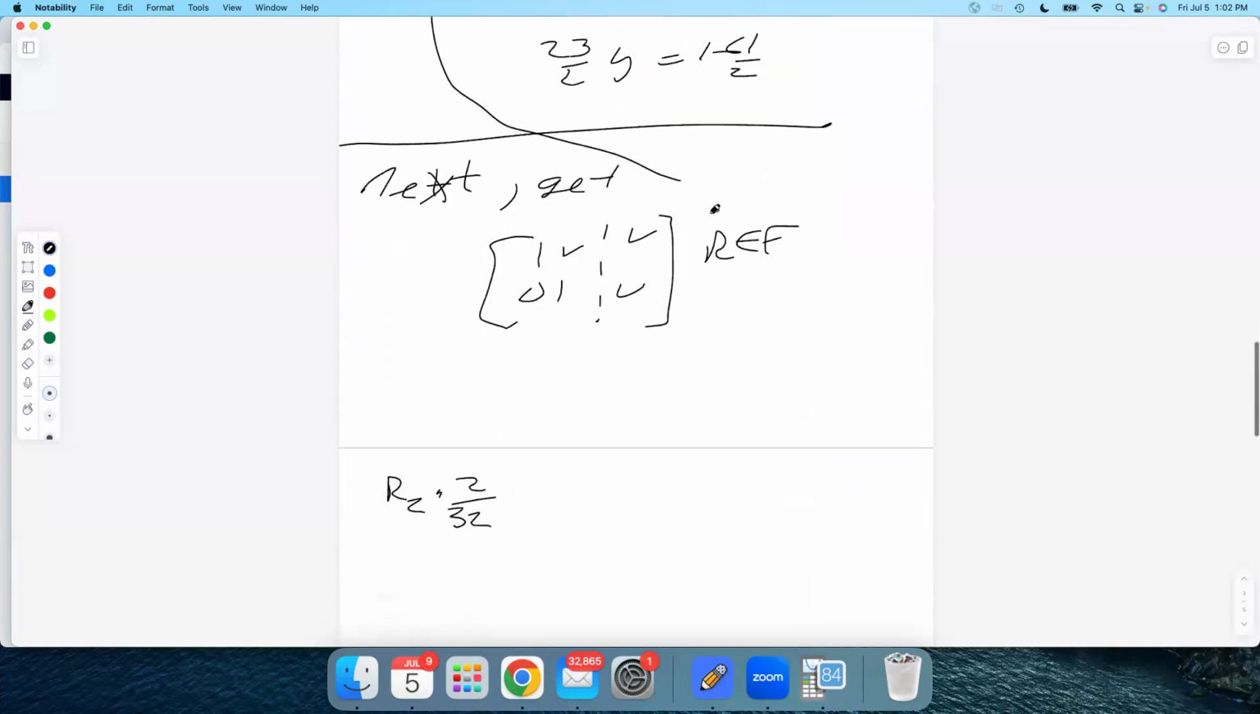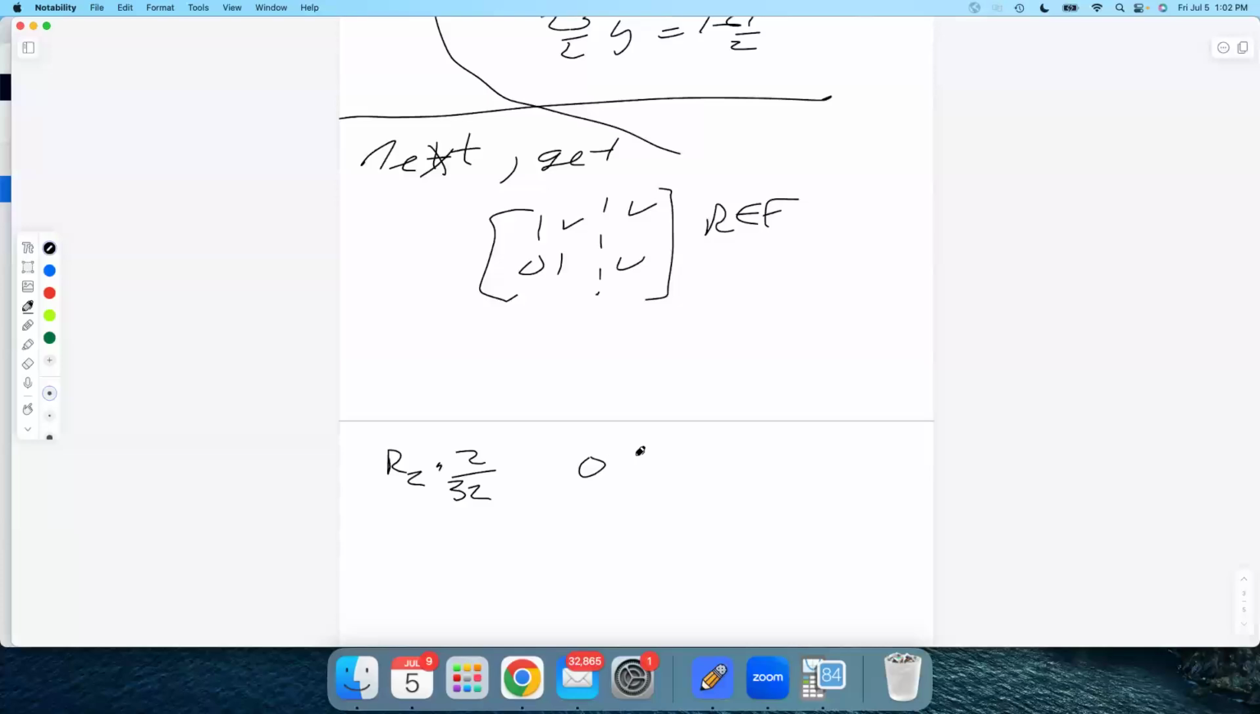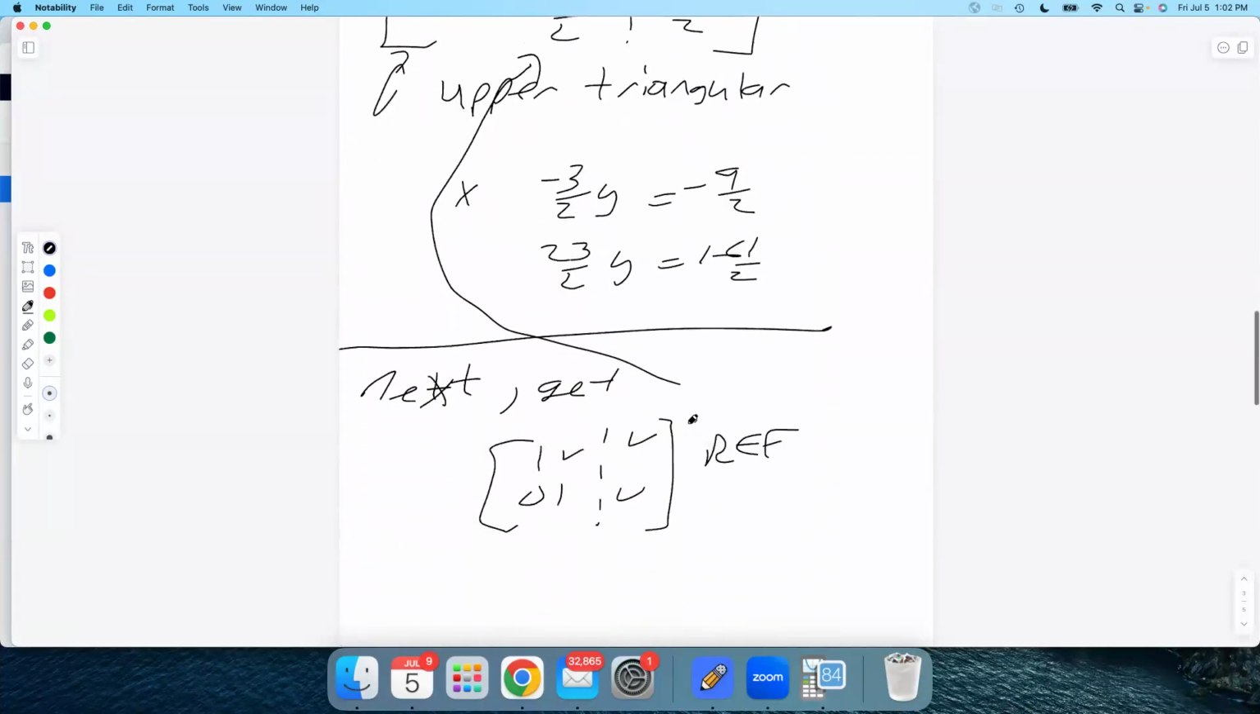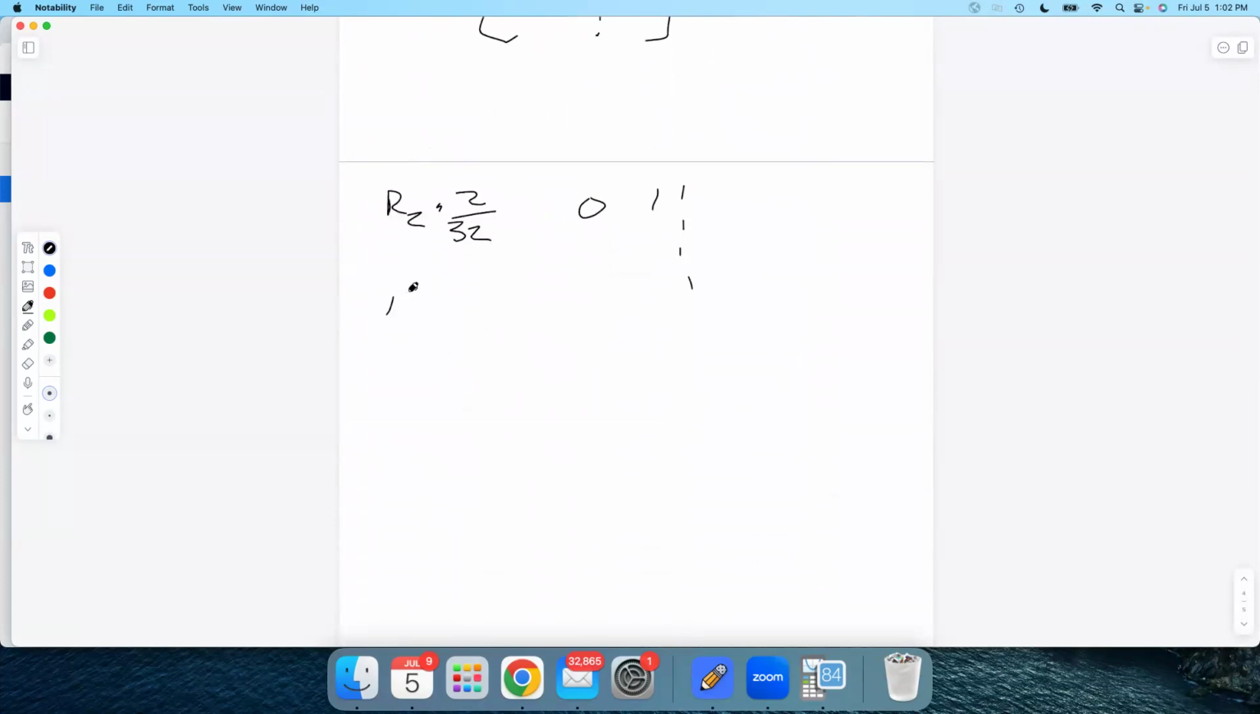All the way through. So what are we going to get? We're going to get 0, 1, and then here, maybe I'll write this here. 161 over 2 times 2 over, it's 23, is 7. 23 goes in there 7 times. Okay, so now what's my matrix now?